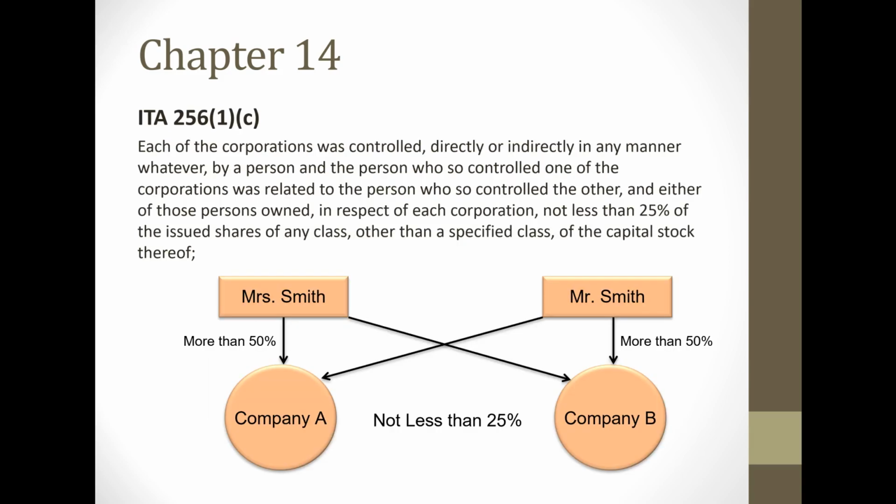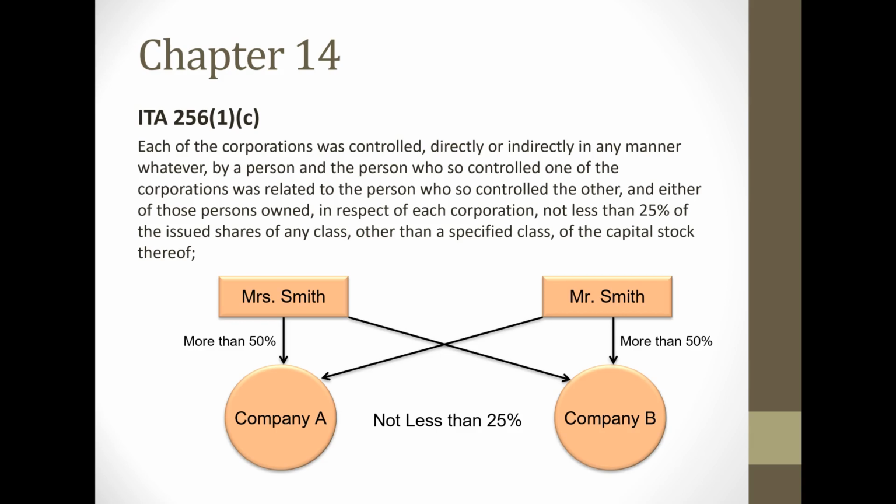Moving on to the next slide, ITA 256.1c. Now in this example, Mrs. Smith and Mr. Smith, we're assuming that they're spouses. They're related to one another. So Mrs. Smith owns more than 50% of the voting shares of Company A, so she controls Company A. On the other end, Mr. Smith owns more than 50% of the voting shares of Company B, so he controls Company B.